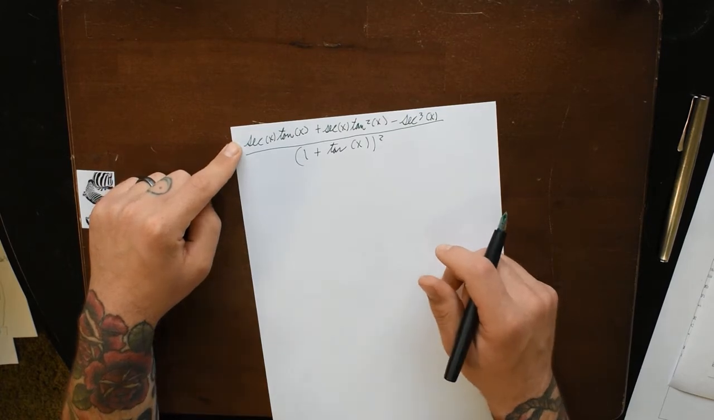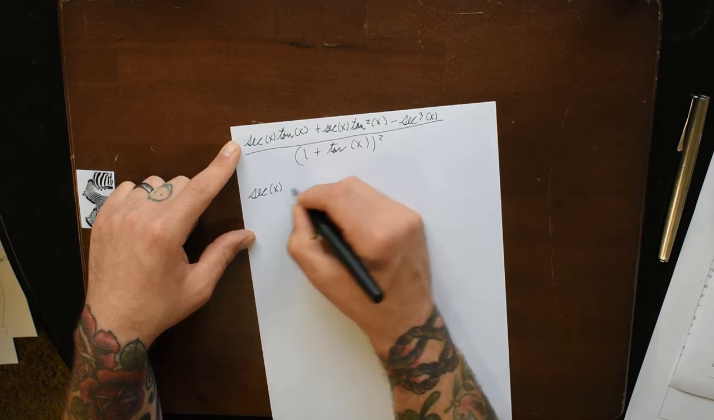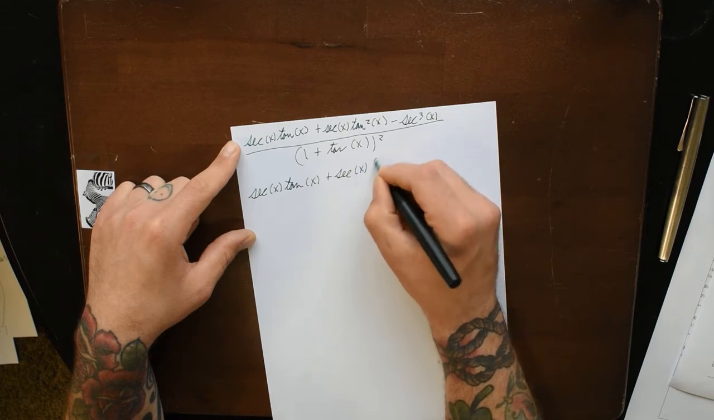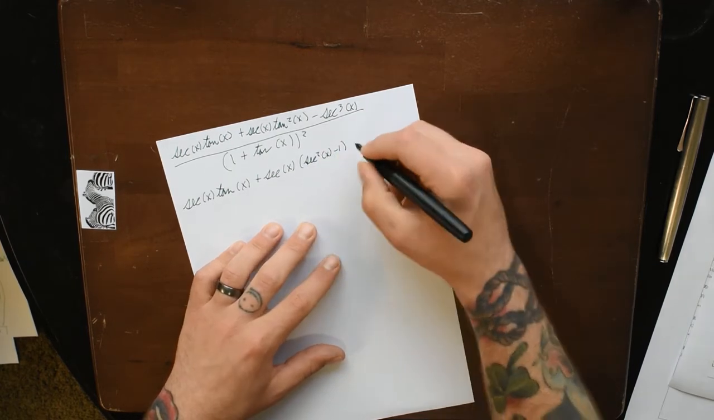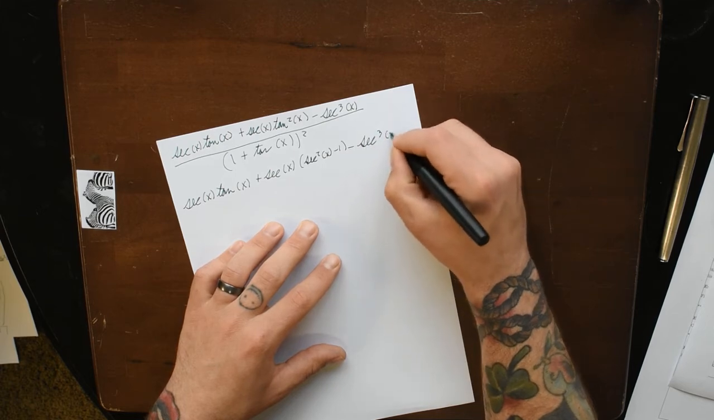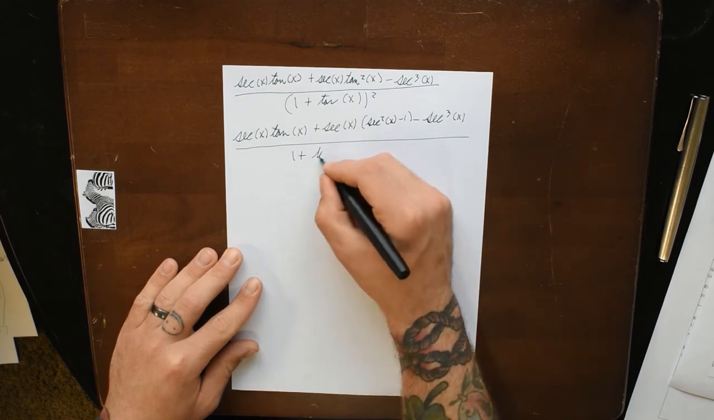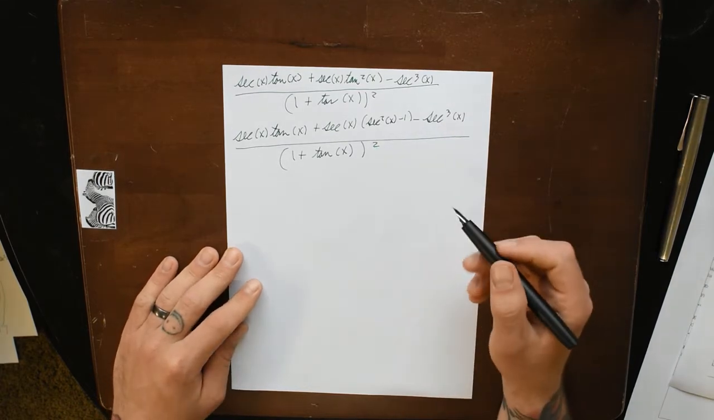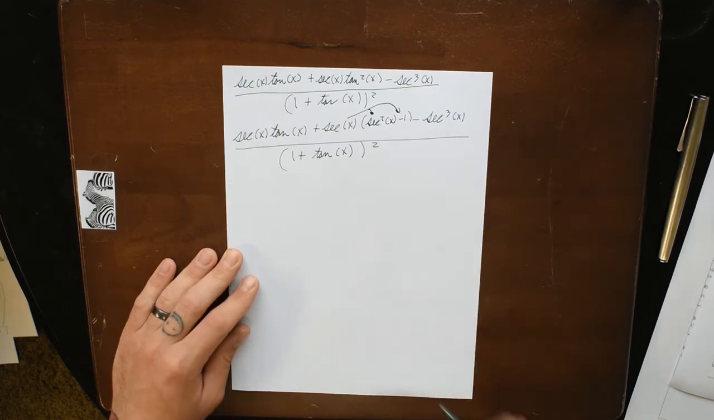So now we're going to perform that substitution. This becomes secant of x times the tangent of x plus the secant of x times tangent squared of x, which is secant squared of x minus 1, minus a secant cubed of x, all divided by 1 plus a tangent of x squared. We're getting close to the end, or at least we're getting close to a good point to take a breath.